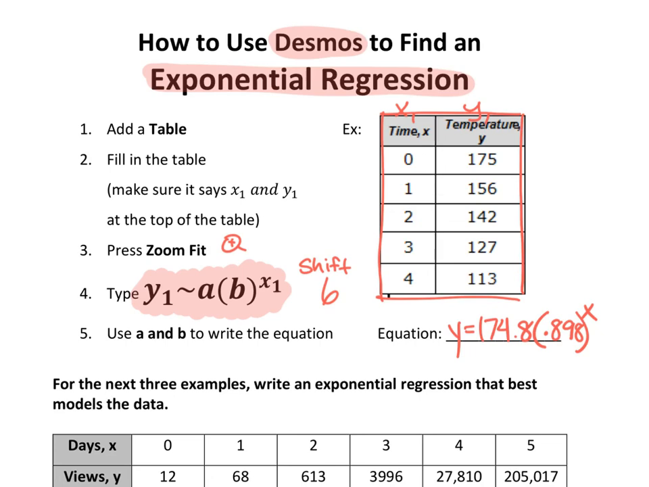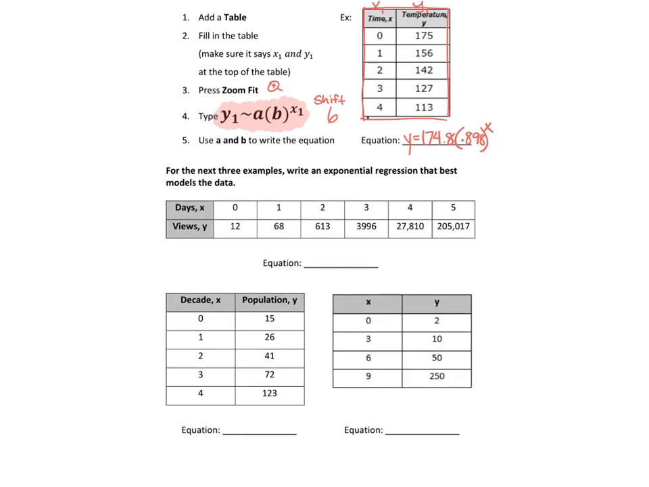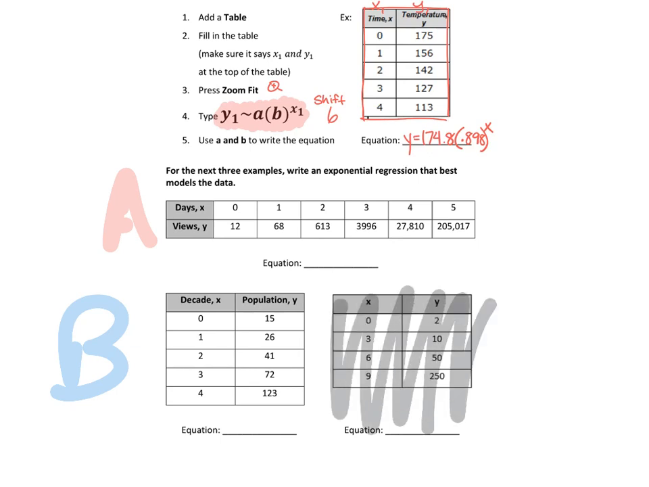So here's what we're going to do to practice this. You're going to delete everything out of your computer, and if you're sitting in a desk labeled A, you're going to do the days versus views graph. If you're sitting in a desk labeled B, you're going to do decade and population. Delete the table and the equation that you just did and retry it. Okay, I'll give you some time to work on this and we'll talk about it.